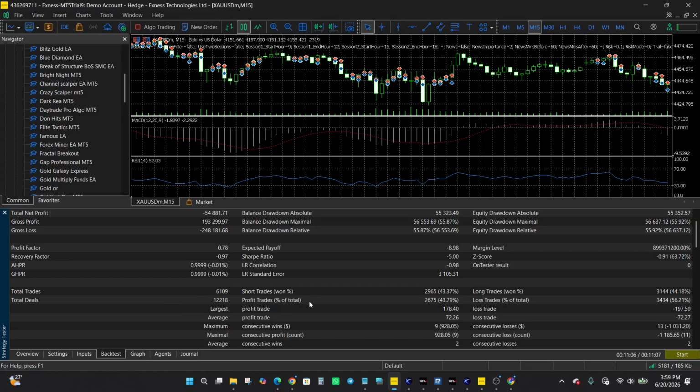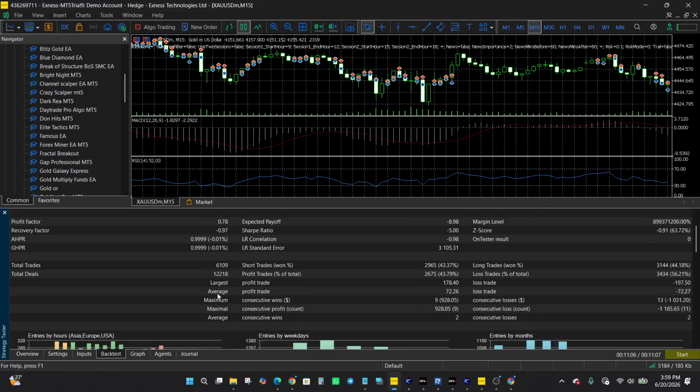Here I can see that the win rate was 43.79%, because out of 6,109 trades, only 2,675 were profitable, and the average profit was 72.26, while the average loss was 72.27. So that means that the risk to reward ratio is not good enough. This is just roughly around a 1:1 risk to reward ratio.